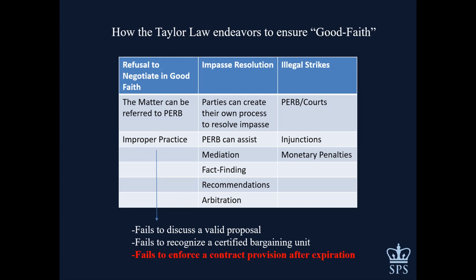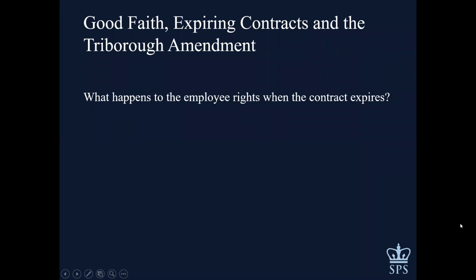Fails to enforce a contract provision after the contract has expired. Contracts do have terms. The ones that I was involved in usually were 3-year contracts. That was always our goal. Sometimes we ended up with 2, and every now and then we had to do just 1-year rollovers. But nevertheless, there was a beginning point and there was an ending point. So the question arose very, very early on after the Taylor Law was created: what happens to all of the rights in a contract, and obligations as well, after the term of the contract expires but before a successor agreement is agreed to? Okay, so let's take a look at that very question.